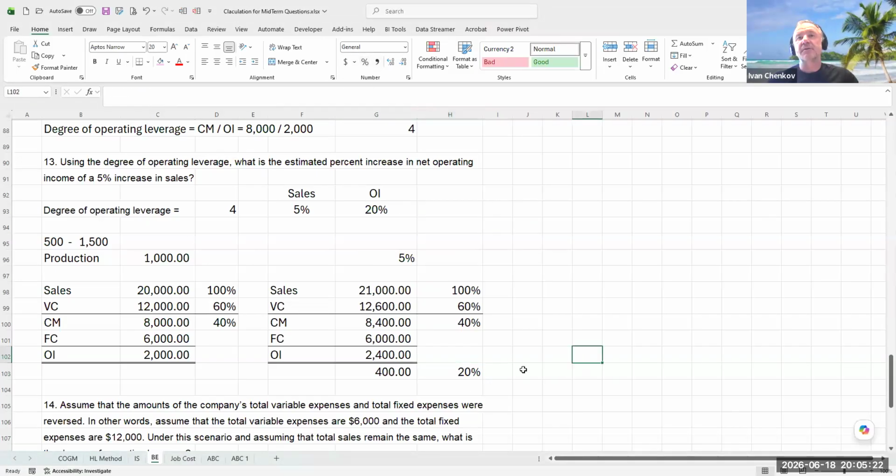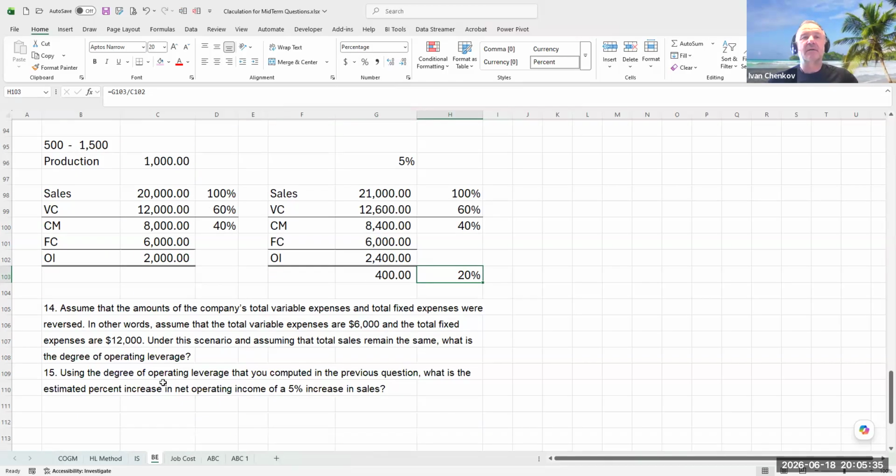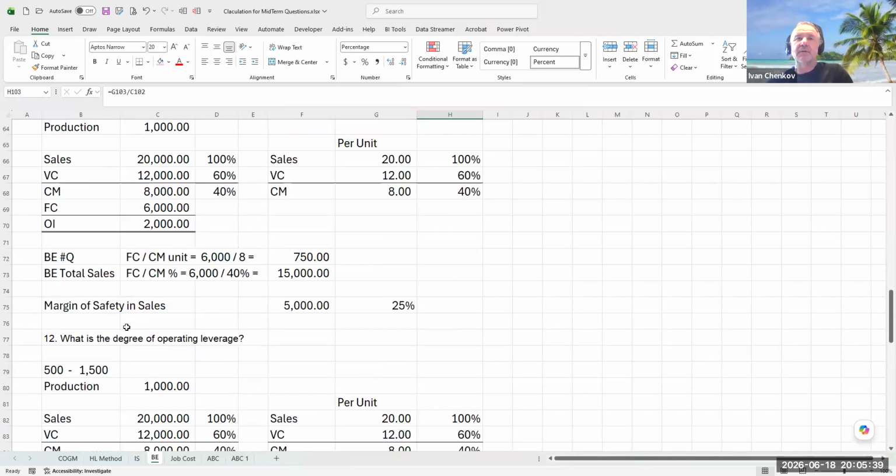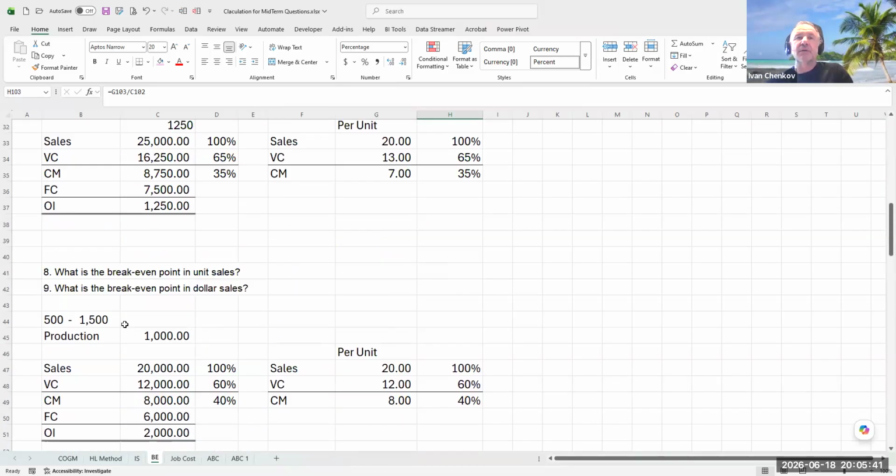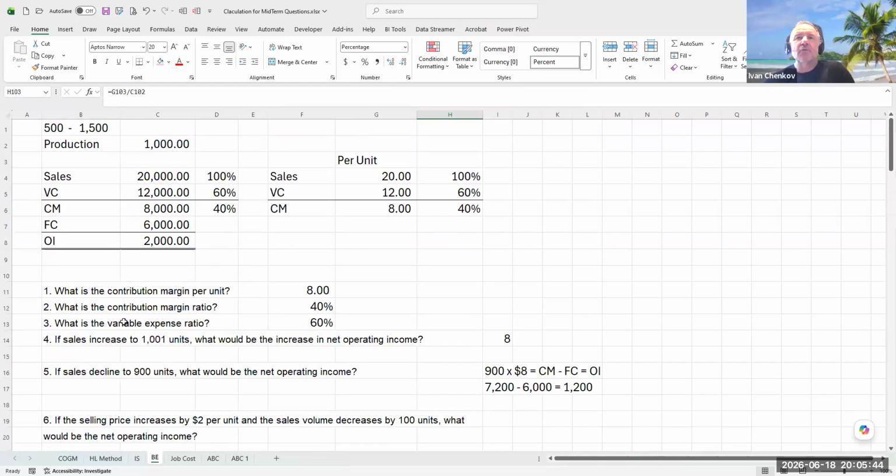And that's your justification. That's how the 5% increase, which is $1,000, transfers to a 20% increase in operating income. And the rest is just additional questions if you want to do them. Basically, that covers all the possible scenarios and all the possible questions that you may see for the break-even analysis.